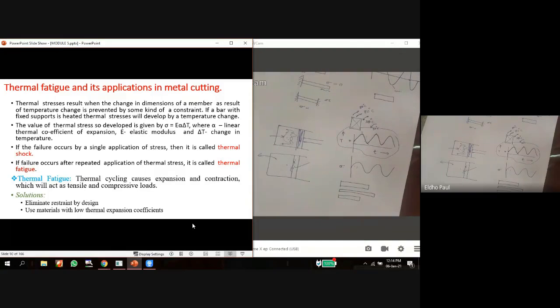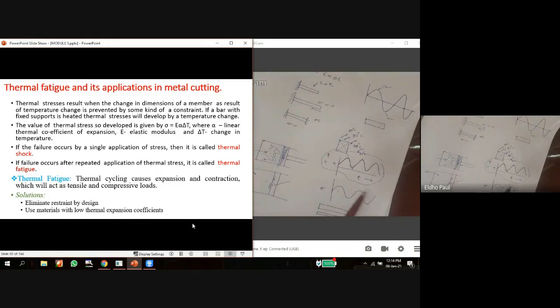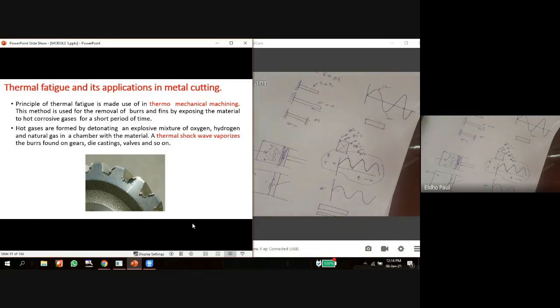Correspondingly, a tensile load and a compressive load will be developed. So again, due to temperature change, fatigue load or fatigue stress will be developed, and there will be a fatigue failure. So thermal fatigue. What are the applications of thermal fatigue in metal?